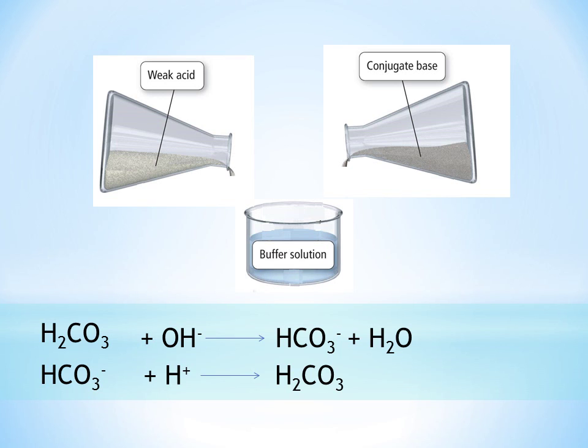On the other hand, if we were to add an acid to this buffer, then the H plus ions from the acid would react with the conjugate base HCO3 minus to form carbonic acid H2CO3, thereby preventing a large increase in the pH of that solution.